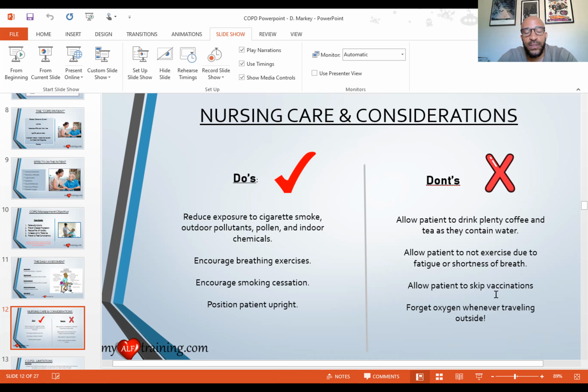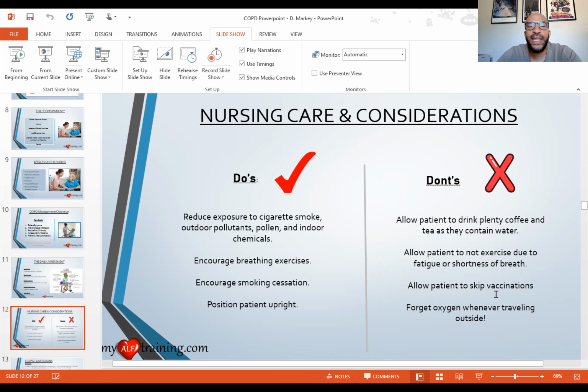And last but certainly not least, we don't want to forget the oxygen whenever we're traveling outside with the patient. Don't forget the oxygen, even if this patient is never short of breath, even if this patient is a fighter, is very strong, very courageous, wants to walk outside, hasn't needed the oxygen in weeks. You want to have the oxygen with you because you never know. And that's just being safe. That's just being smart. You want to have oxygen with you. You want to have a wheelchair with you because if they say they're short of breath and they need to sit down, they need their oxygen.